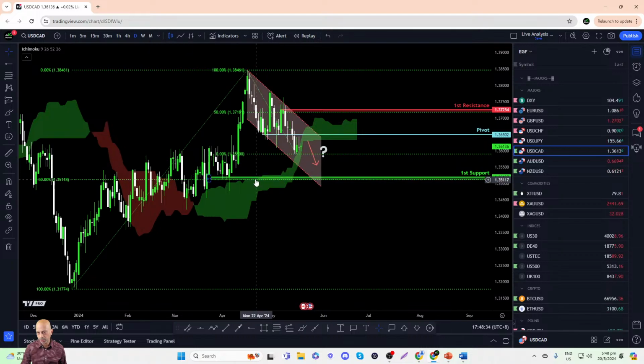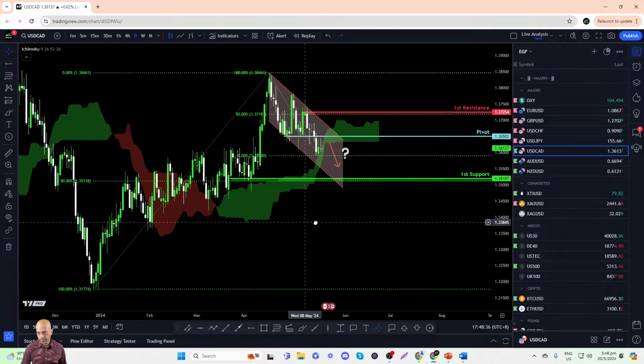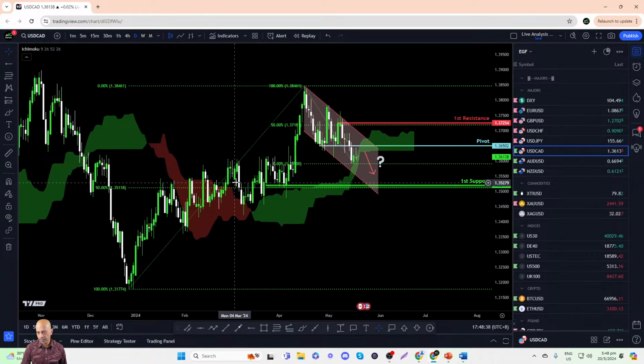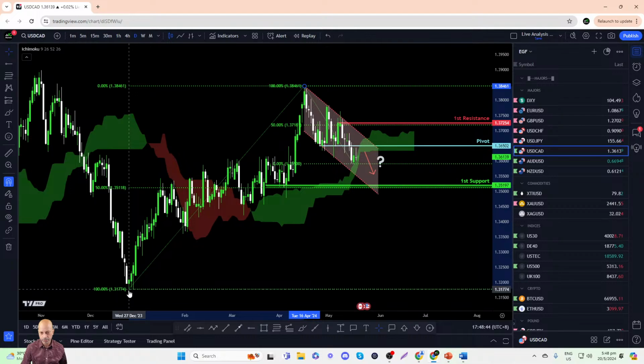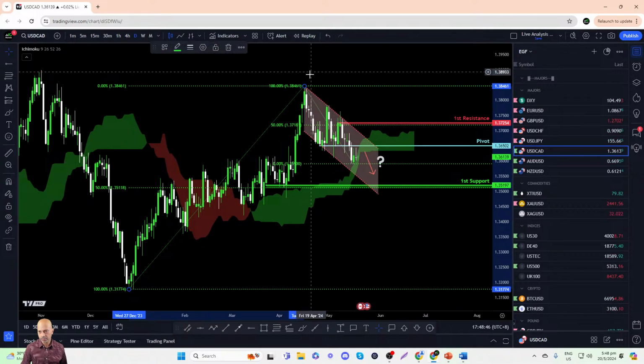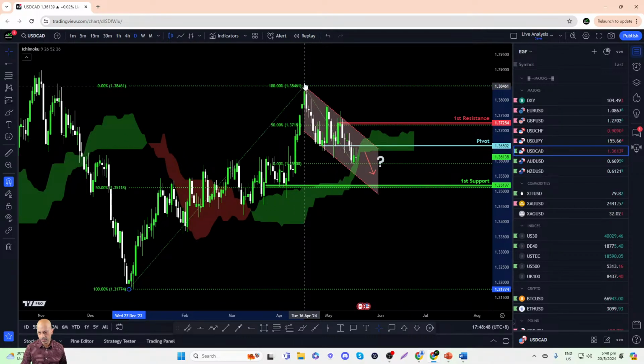So first major support for dollar CAD comes in at 1.3520, which is this pullback support level that has the presence of a 50% Fibonacci retracement. We started this retracement from this swing low on 27th of December going up to this swing high on the 16th of April. We see the 50% Fibonacci retracement aligned very well with our pullback support level here.